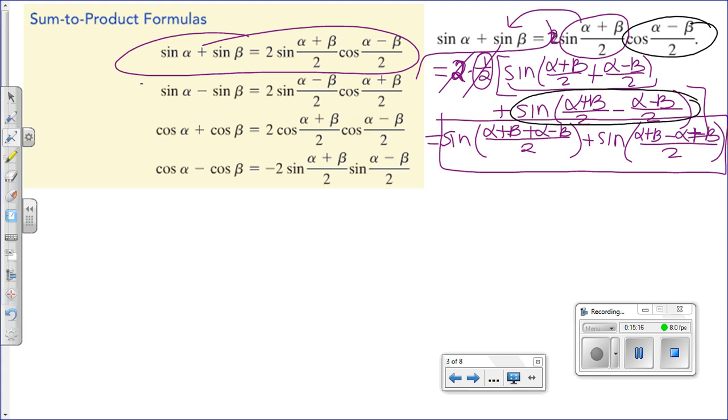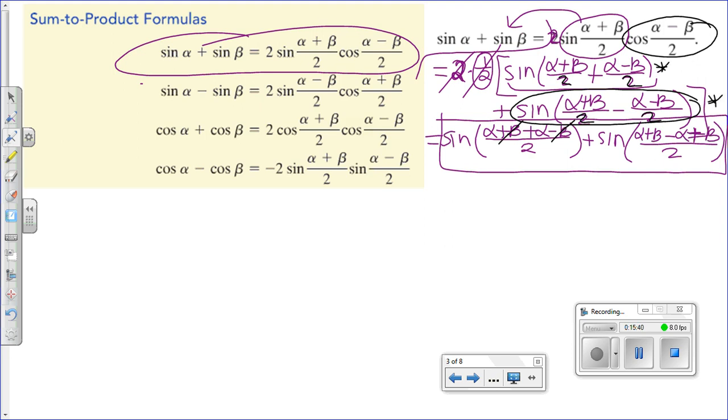No, that doesn't look like... Okay, I need to revisit this one. But anyways, the goal here is that you end up combining all of your angles because they have the same denominator. I need to go back and tell you guys where those two formulas came from, okay?